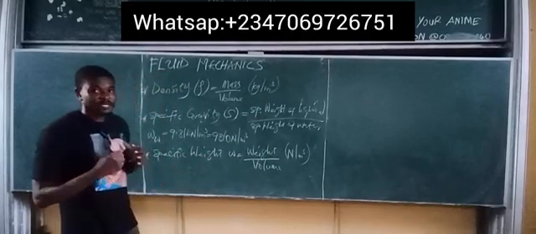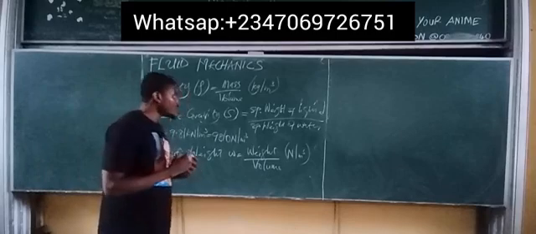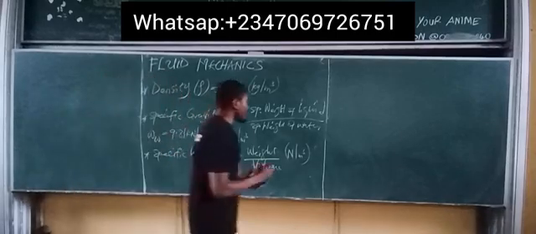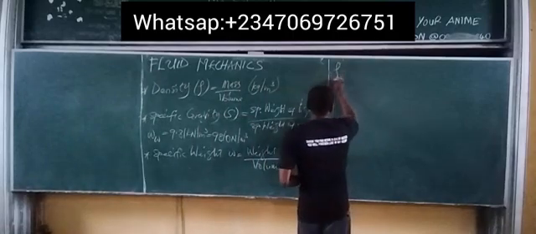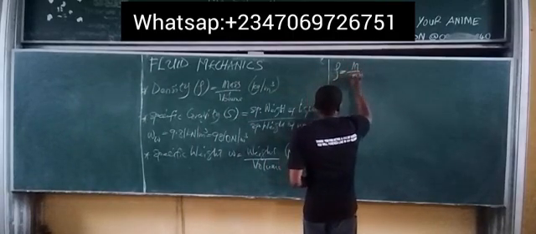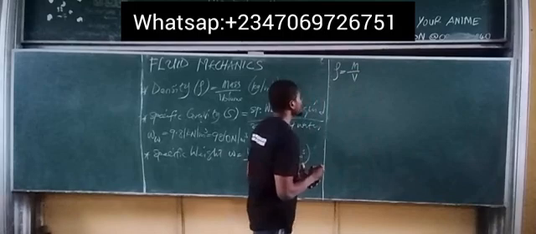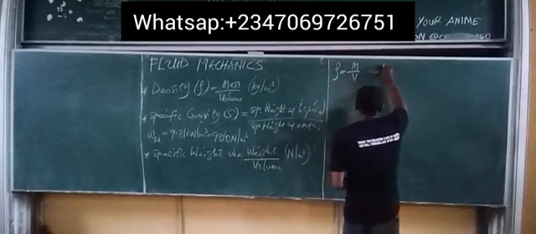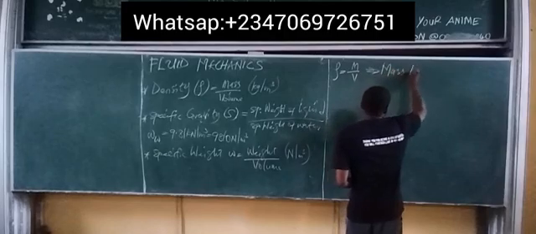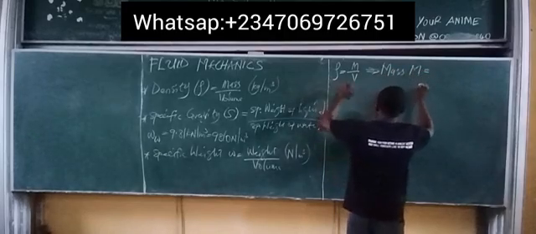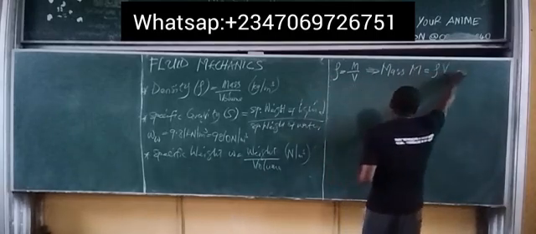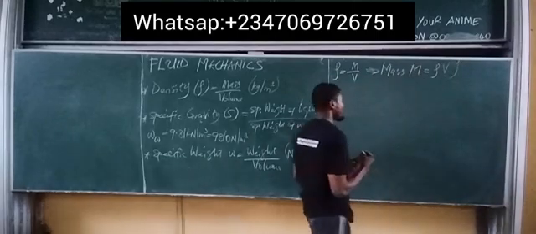Now we can also obtain another formula for specific weight, knowing fully well that density is mass all over volume. So from here we can make mass subject. If we make mass subject, mass m becomes equal to density times volume. So this gives me the formula for mass.